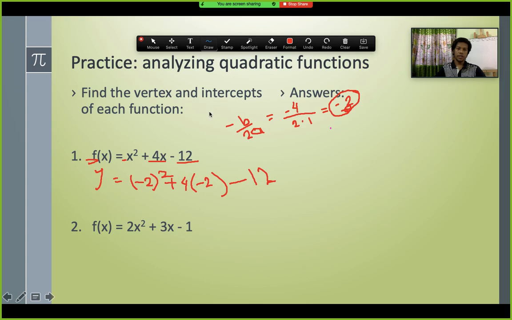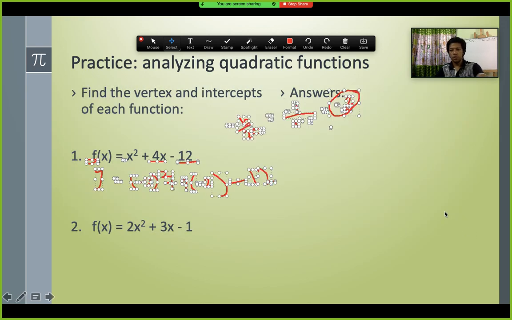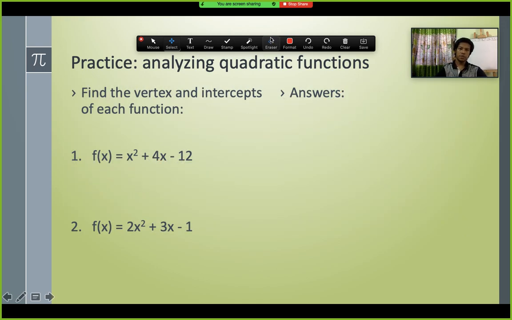And now to get the x-intercept and y-intercept, finding the x-intercept and y-intercept, the rule is: first of all, finding the y-intercept is super easy. You have to put 0 here for the x, and 0 here for the x. So the y-intercept is minus 12, because 0 into anything equals 0, so it makes everything 0.